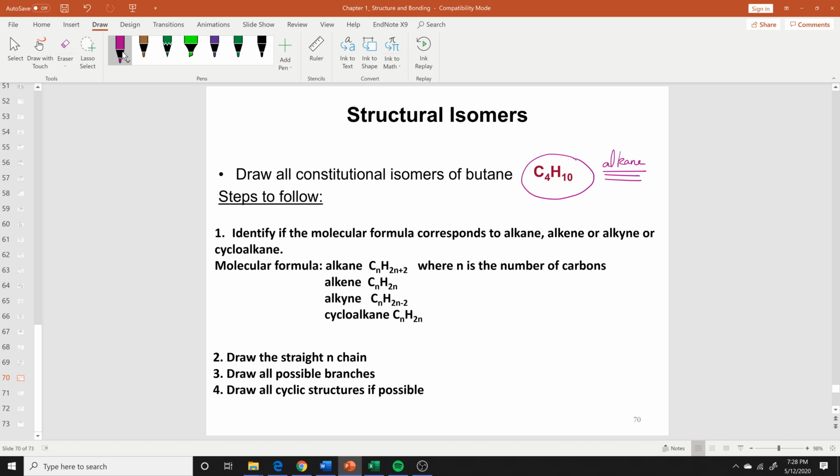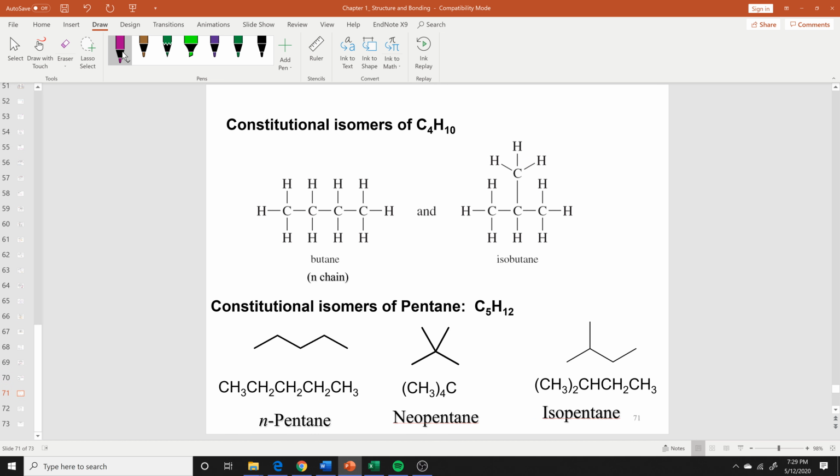how you can draw it. What functional group are you going to use? Here I have an alkane. So you start by drawing the straight chain of the alkane. And then you take one carbon and move it along the chain. If there are any cycles, you draw the cycle. So for C4H10, you start first by drawing the straight chain.